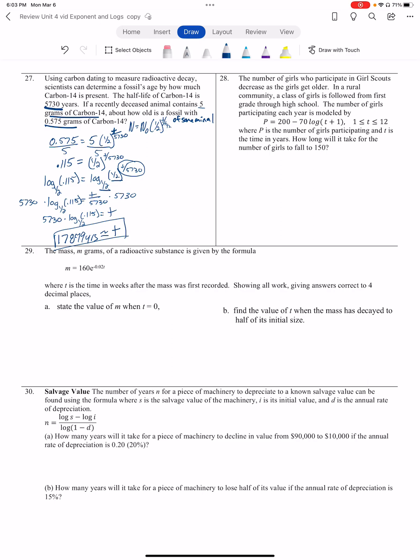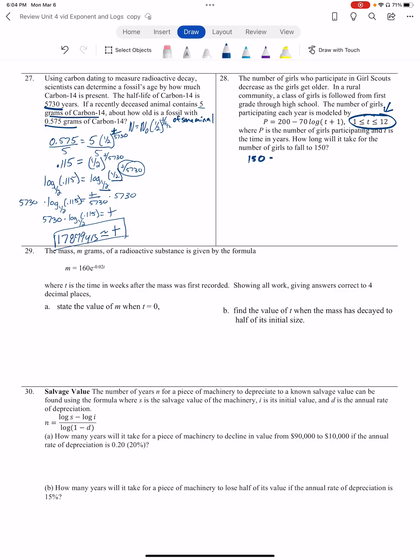Okay, number of girls that participate in Girl Scouts in a rural community. Don't worry about this too much unless you get an answer outside of your domain, because this was within 12 years, they kind of forecast this. The number of girls participating in t, the time in years. How long will it take for the number of girls to fall to 150?